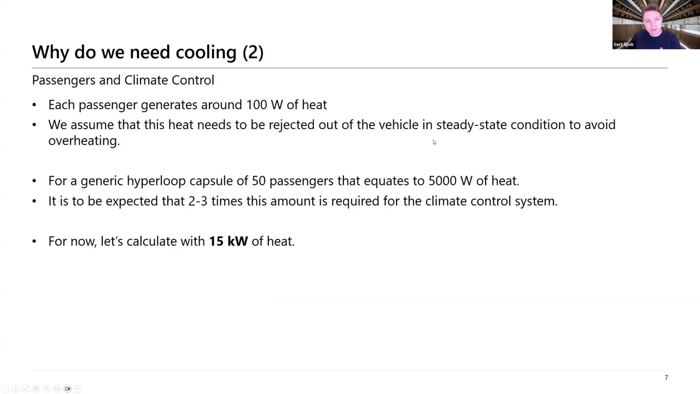Looking at passengers, on average, a seating passenger will emit roughly 100 watts of heat to be cooled. For a 50-passenger vehicle, that would be 5 kilowatts of heat. I counted a factor 2 to 3 to come to a total of 15 kilowatts of heat for this climate control system.